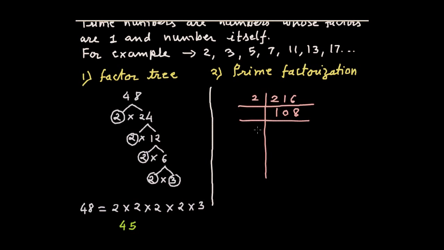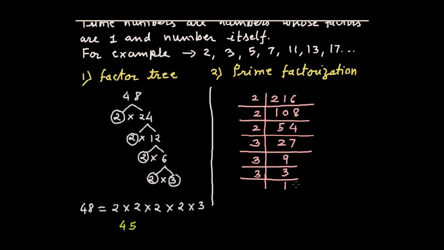Again 108 is divisible by 2, so it will be 54. Again 54 is divisible by 2, so it will be 27. Now 27 is not an even number, so we cannot divide it by 2, so I'm considering 3. So 3 times 9 is 27. Again I'm considering 3, so 3 here. Again I am considering 3, so 1 here.